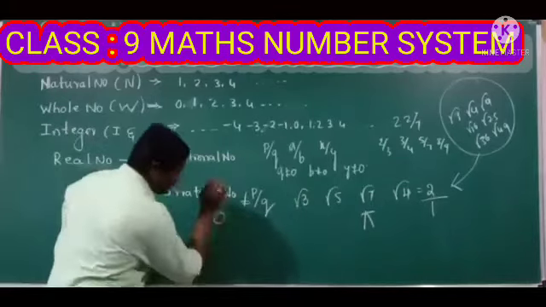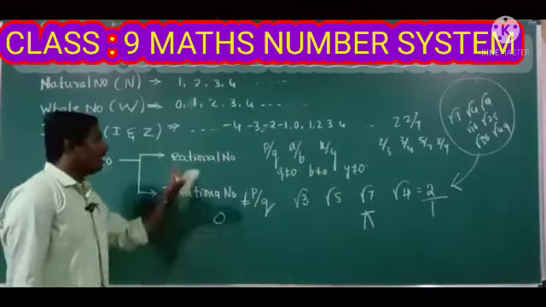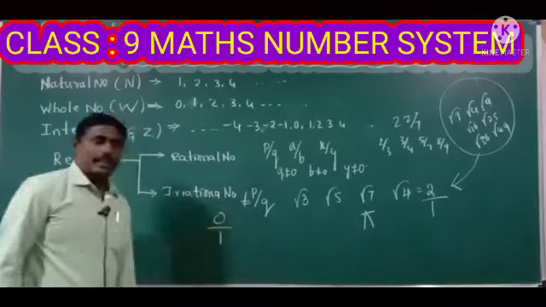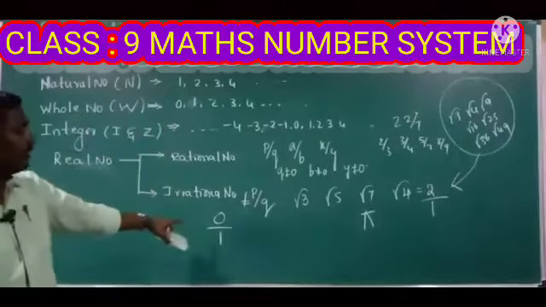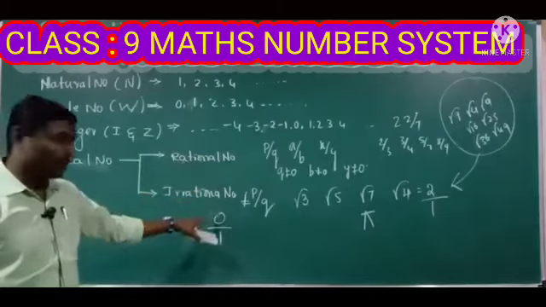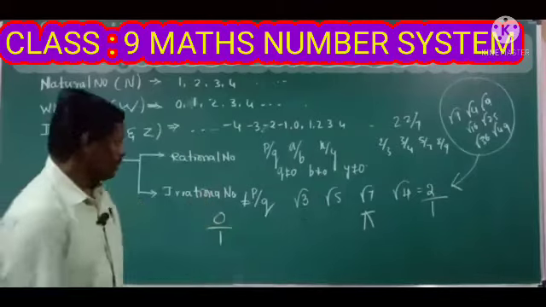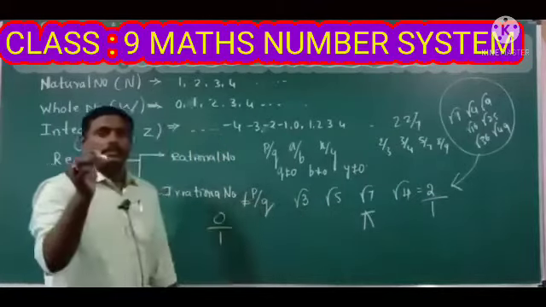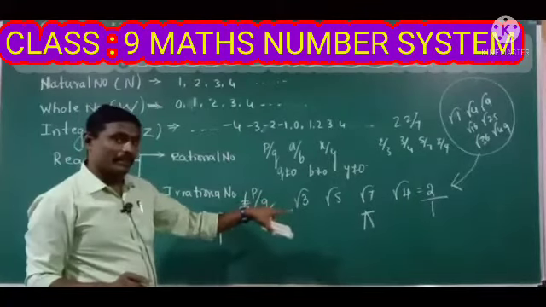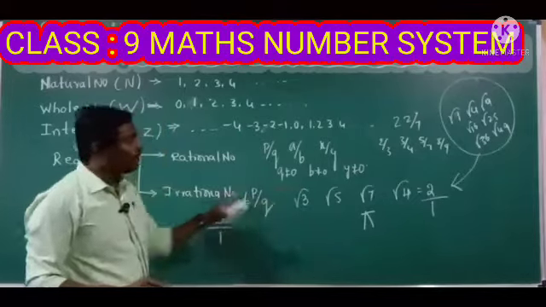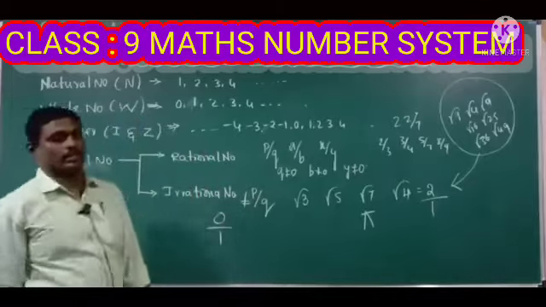Okay, next one, 0. Is 0 a rational number or an irrational number? 0 is a rational number. We can write it like this: 0 by 1. It is a rational number, because we can represent the number in the form of p by q. So 0 is a rational number. So these are two important points, right? Pi is an irrational number, but the pi value 22 by 7 is a rational number, and 0 is also a rational number.